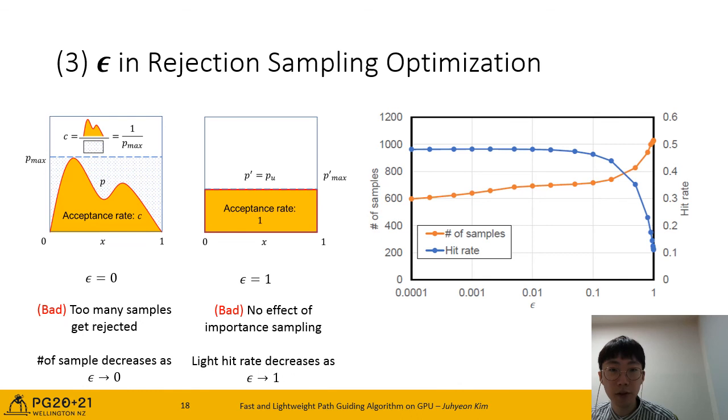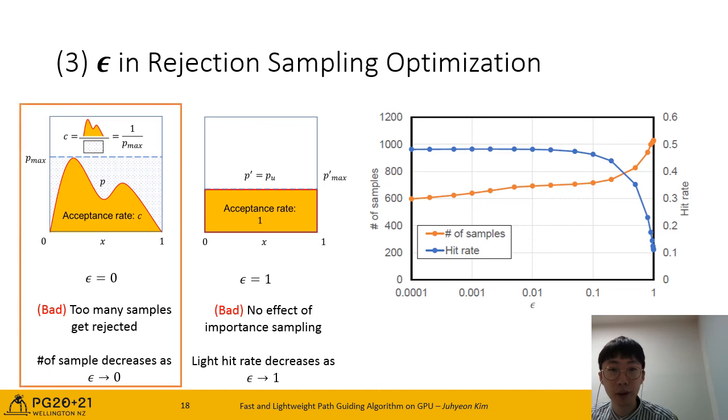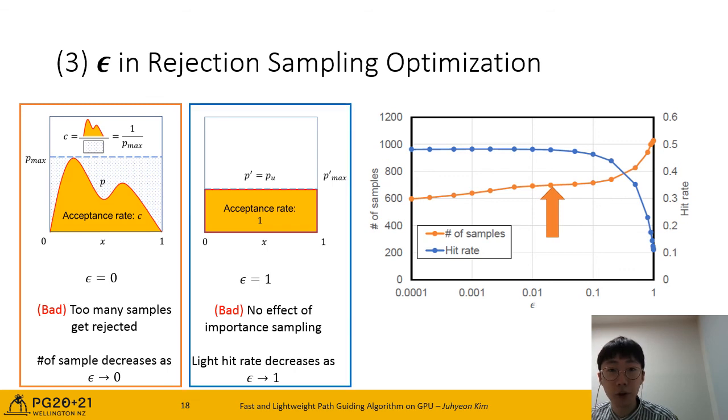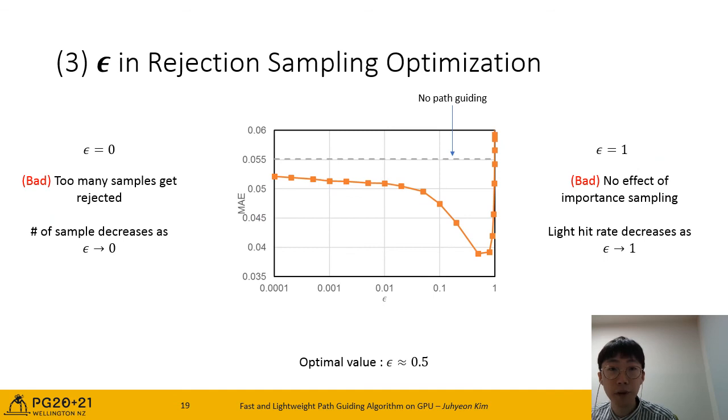Changing epsilon in rejection sampling optimization gives an interesting result. If epsilon is too small, too many samples get rejected, and we can demonstrate it by checking that the number of samples decreases as epsilon goes to 0. If epsilon is too large, learning radiance becomes of no use, and we can demonstrate it by the light hit rate decreasing as epsilon goes to 1. By considering both effects, we could find an optimal epsilon value near 0.5.